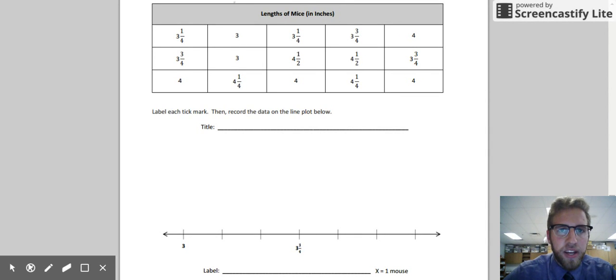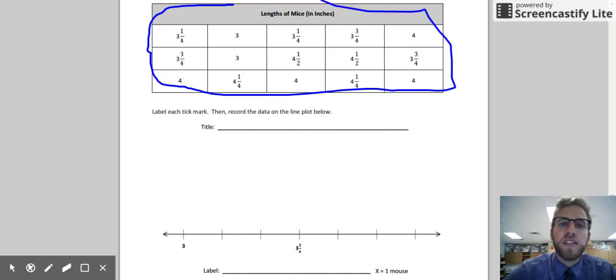What we're going to do is look at our data chart. Here's our data chart. And we're going to take all this information, all these different lengths of mice. Here's a mouse that's 3 inches long. Here's a mouse that's 4 inches long. And we're going to put it all on our line plot.